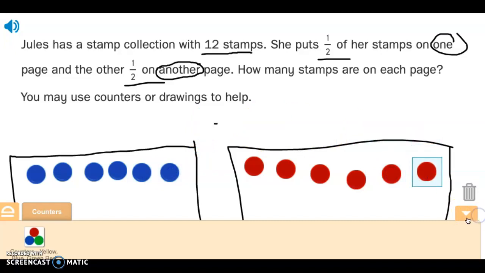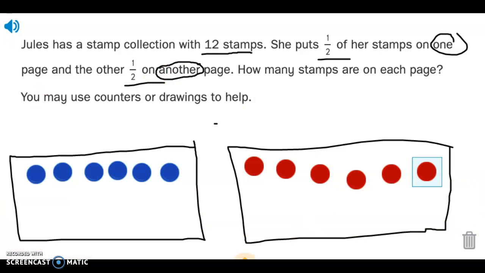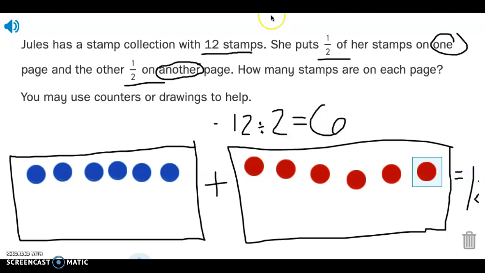Great. Did I just put an equal amount onto each page? Well, let's see. 1, 2, 3, 4, 5, 6. And 1, 2, 3, 4, 5, 6. 6 plus 6 equals our 12. So I know that I've split up half. And if I wanted to do another number sentence, I could have said 12 divided by what? Divided by 2, I had 2 pages, equals 6, because I know half of 12 is 6.